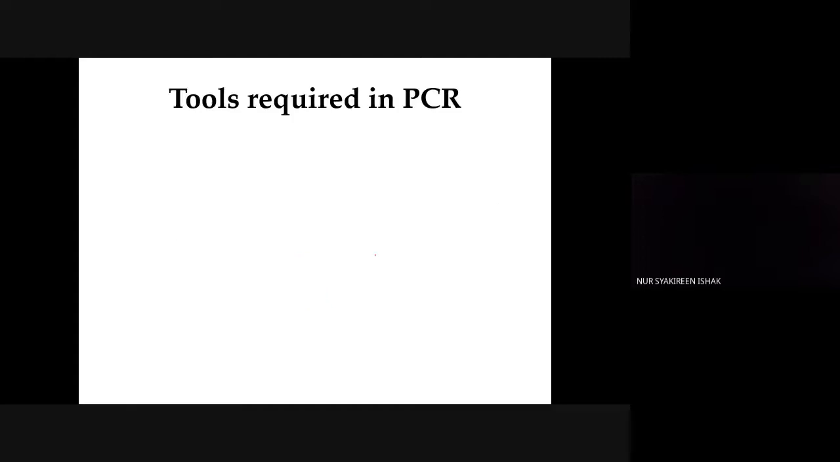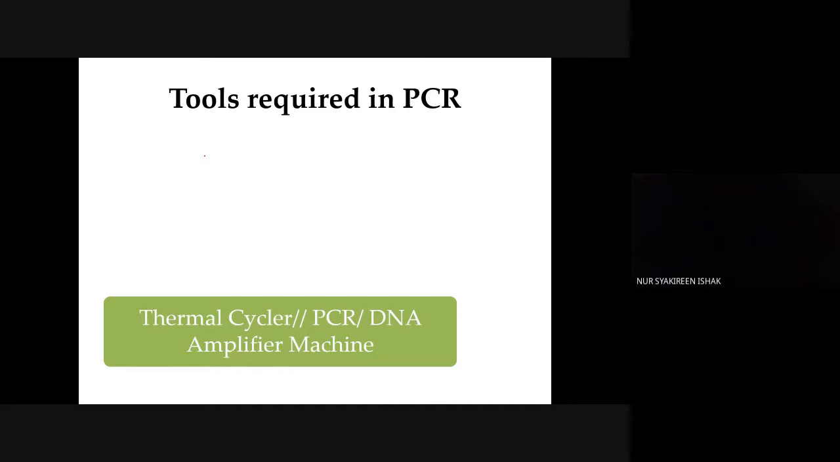Okay. So tools required in PCR is the thermal cycler PCR or DNA amplifier machine. Okay, PCR ni sebenarnya dia adalah sejenis mesin. Dia menggunakan sejenis mesin yang macam besar, kecil, lebih kurang kecil sikit pada mesin daripada printer. Kan? The machine is something like this. Okay, so nampak? So this is where you will put your tubes containing your DNA sample. Kecil je kat sini.